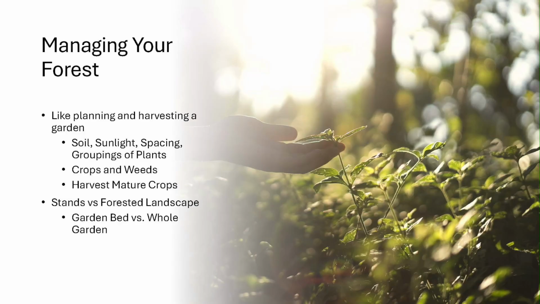So to get into looking at the larger landscape for managing our forests, I try to think of managing our forest like planting and harvesting the gardens that we maintain if you have a backyard garden. There's sunlight, there's soil, there's the spacing of the plants and how the plants are grouped together. We have crops and weeds, and eventually you tend to harvest the mature crops. Forests are often described in stands, and when the stands are aggregated together, they make up the forested landscape.